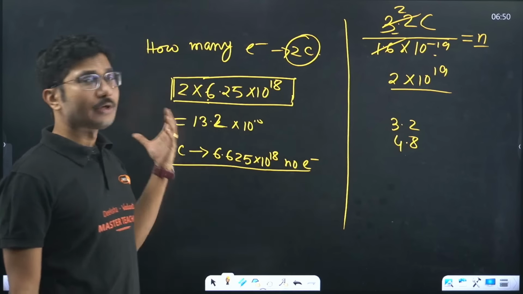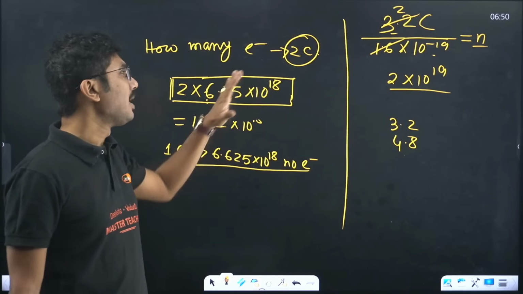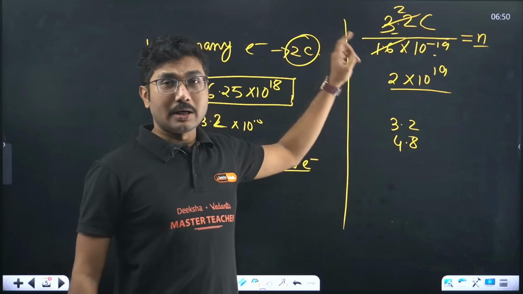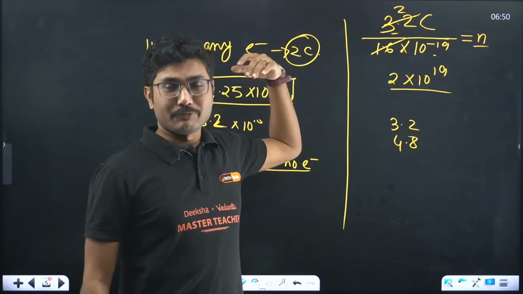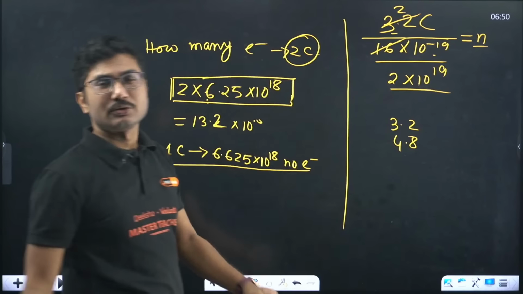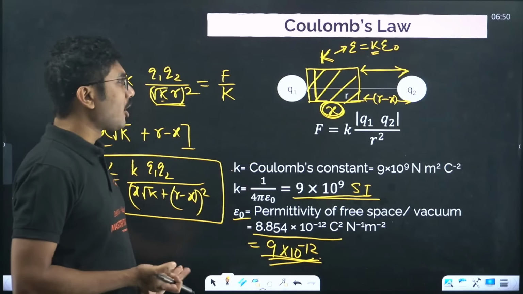So this is how you should approach. If the charge is a whole number, 1 Coulomb, 2 Coulomb, 3 Coulomb, 5 Coulomb, multiply by 6.25. If it is 1.6, 3.2, 4.8, 6.4, in those cases you divide by 1.6 to calculate the amount of charge. Okay, next is Coulomb's law.